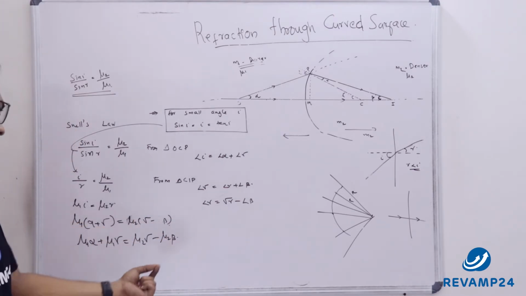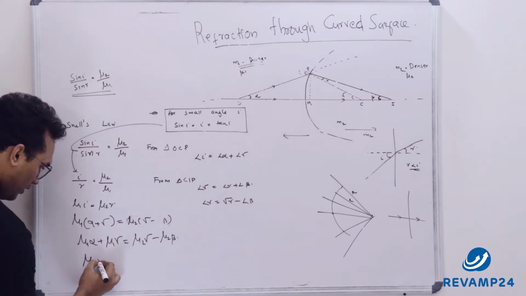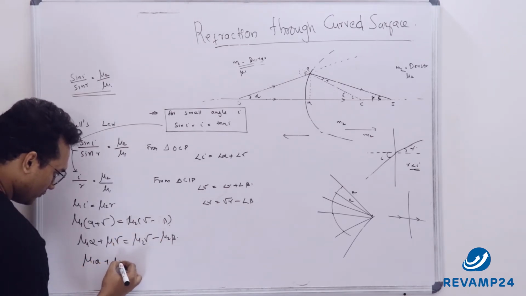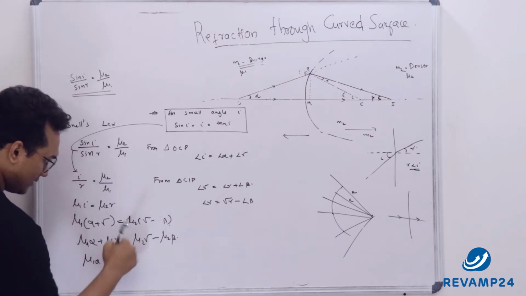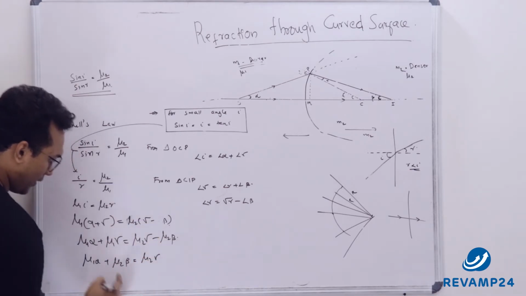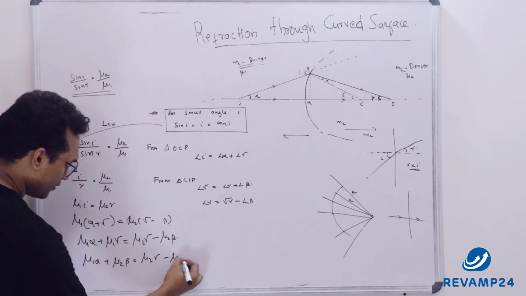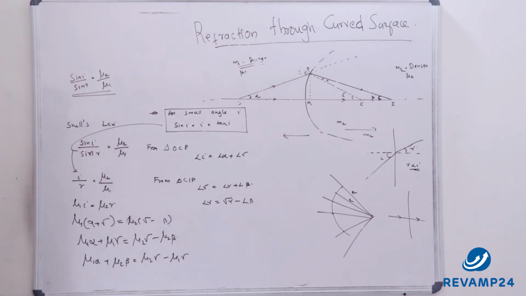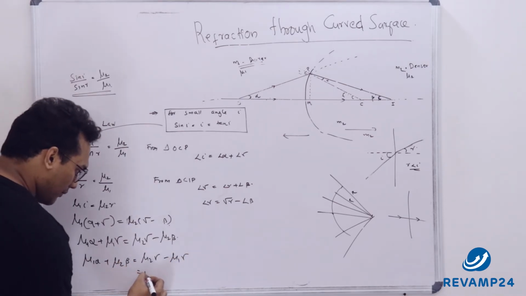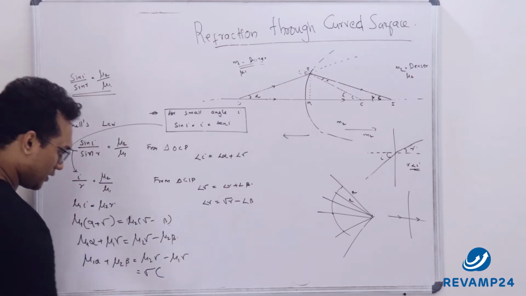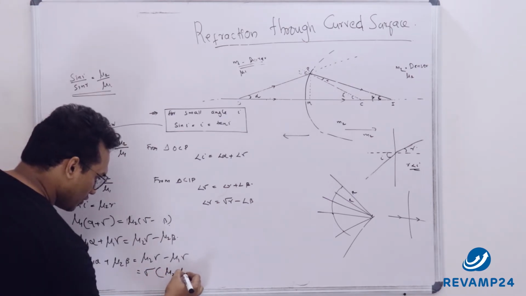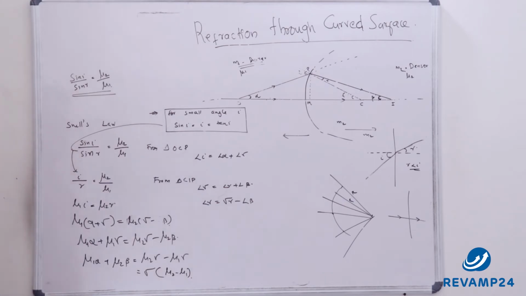Bring gamma terms together and the other terms to the other side. So mu1 into alpha plus mu2 into beta is equal to mu2 into gamma minus mu1 into gamma. From here, bring gamma as a common term into mu2 minus mu1. Okay?